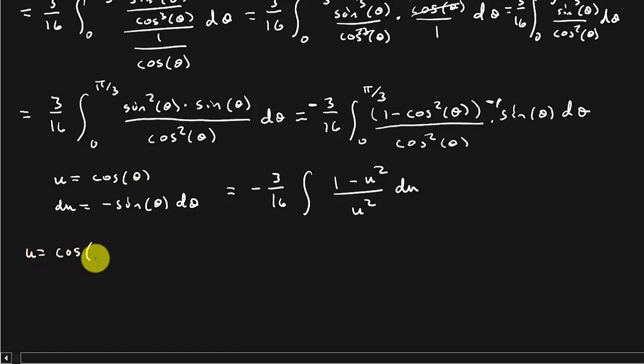So u is equal to cosine of 0. I'm going to plug the 0 in for theta. And what's the cosine of 0? That's 1. And then u is equal to cosine of pi over 3. I'm going to plug the pi over 3 in. And what's the cosine of pi over 3? Pi over 3 is 60 degrees, and that is 1/2. And so that's 1 to 1/2.